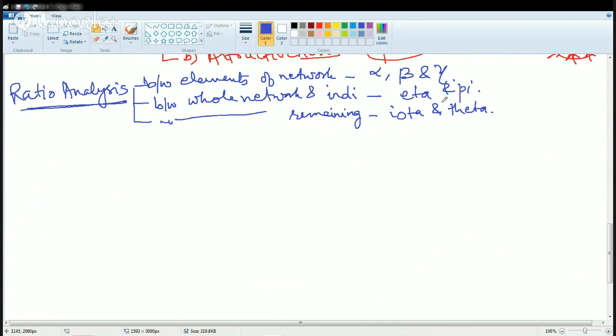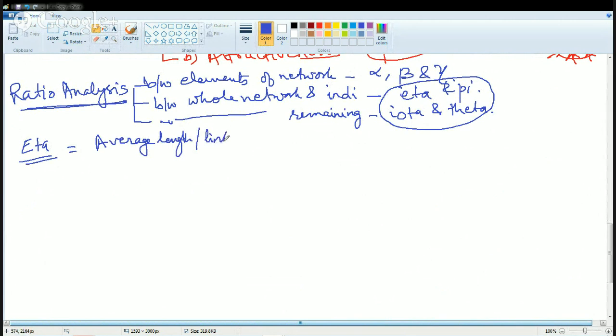Okay, so now let's discuss one by one. First we will be covering these 4, iota. Under the first, the Eta Index, what we try to understand here is basically the concept of average length per link. So for example, there are 2 nodes and I add one more node in between. What would happen is my average length would decrease. Since my average length would decrease, my Eta Index would also decrease. So this is what we have discussed first on the Eta Index, the average length per link that we are trying to find out in a network.